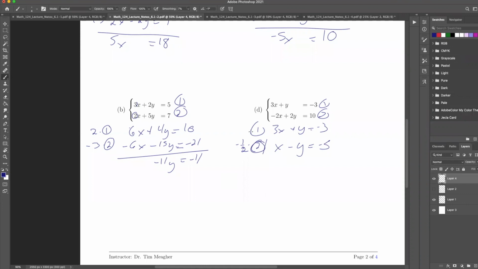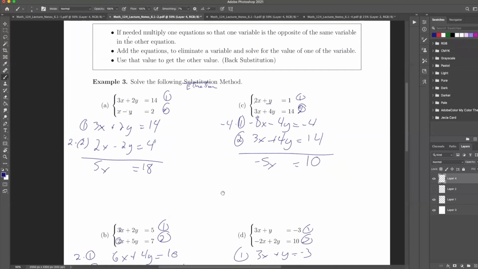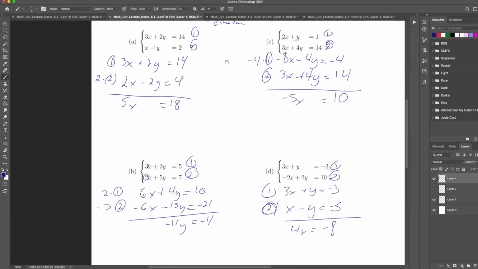Now, 90% of you will not do this. 90% of you will do -2 times that one, right? But just for flavor, I'll show you this also works. We add this up, I get 4x equals -8. And so that's the bulk of the substitution method. Once you get to here, it's just the elimination method.